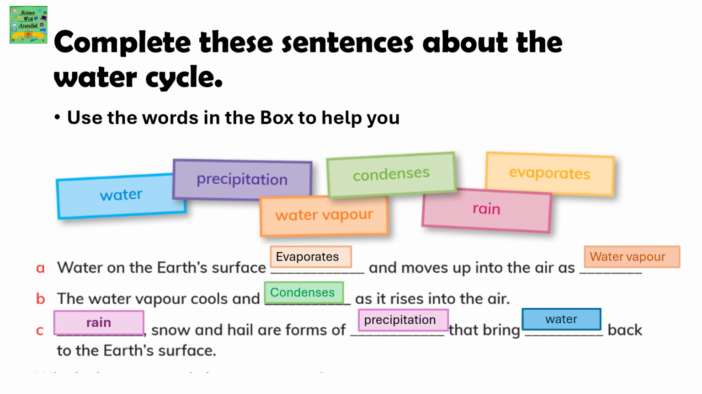Here's the answer for the previous question. Water on the Earth's surface evaporates and moves up in the air as water vapor. The water vapor cools and condenses as it rises into the air. Rain, snow, and hail are forms of precipitation that bring water back to the Earth's surface.